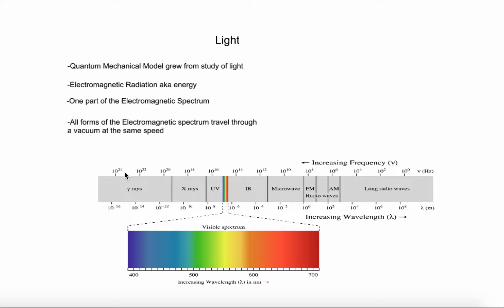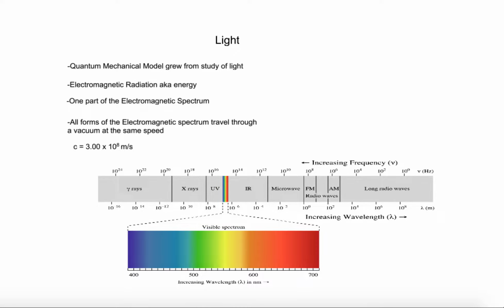Now, all forms of electromagnetism travel at the same speed through a vacuum. This speed, some of you know as the speed of light. It's given as 3.0 times 10 to the 8 meters per second. So all forms of radiation will move at exactly the same speed. That's why this is referred to as the speed of light constant, because it's always going to be the same as long as you're traveling through a vacuum. Now, a vacuum is just an area where there's nothing in it, no air, nothing.